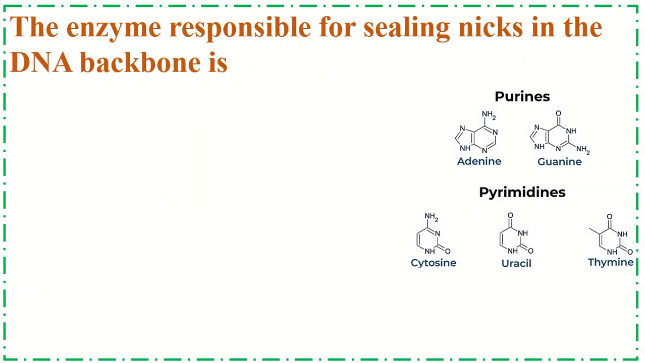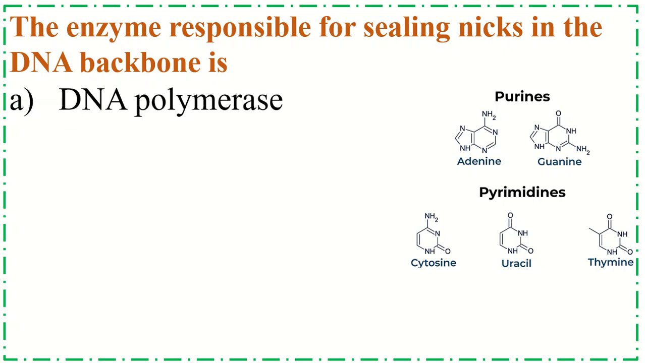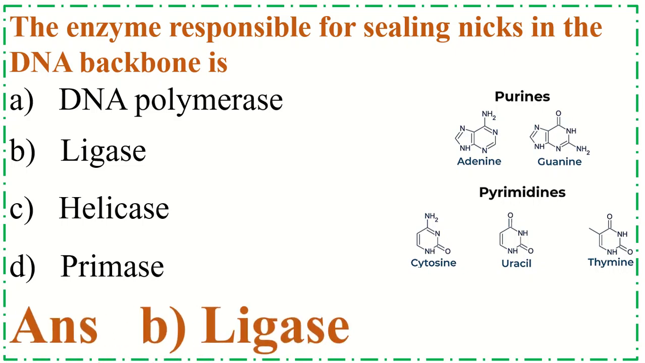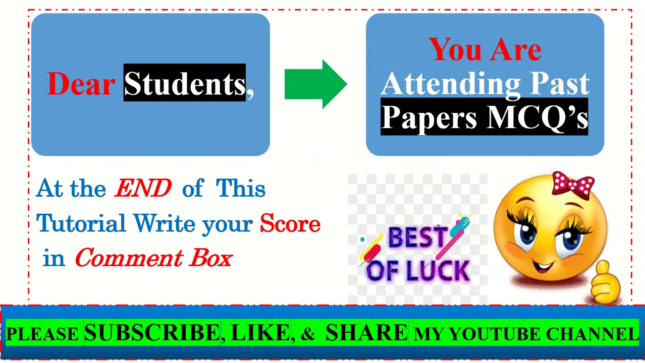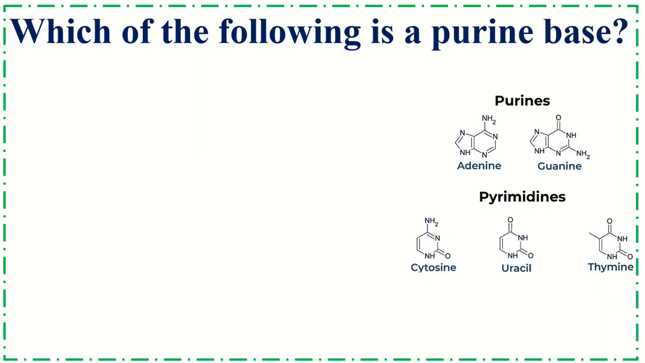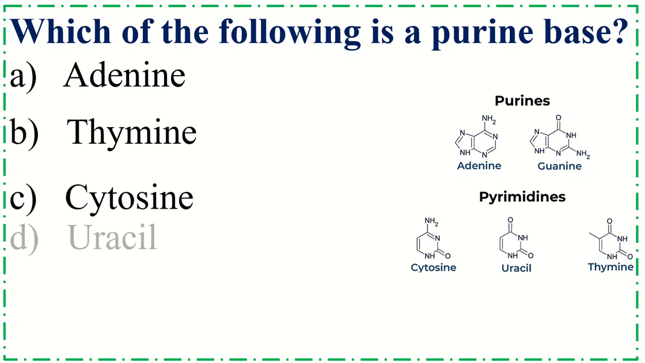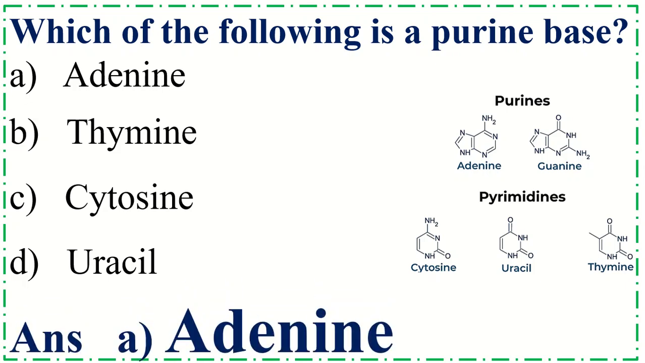The enzyme responsible for sealing nicks in the DNA backbone is A DNA polymerase, B ligase, C helicase, D primase. So the correct option is B ligase. Which of the following is a purine base? Option A adenine, option B thymine, C cytosine, and option D uracil. The correct option is A adenine.